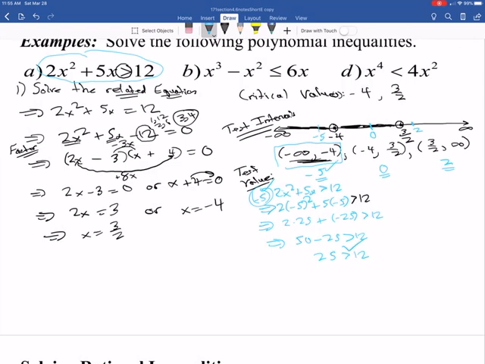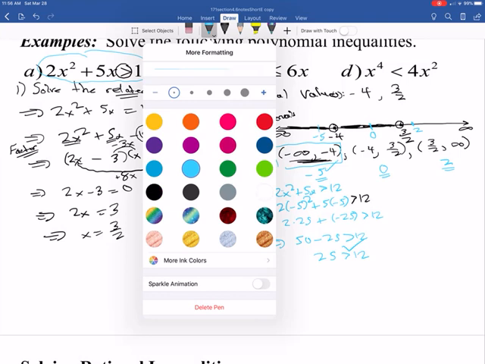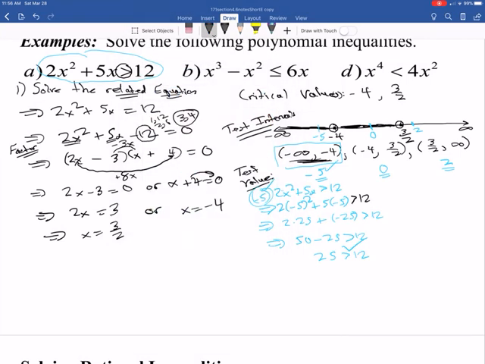Now, what happens for the numbers greater than -4 and less than 3/2? Let's test that interval. Our test value is 0. So it's 2 times 0 squared plus 5 times 0. Is that greater than 12? It simplifies quickly. 2 times 0 squared is 0, and 5 times 0 is 0. 0 is not greater than 12. 0 is less than 12. It didn't work, so every number in that interval does not work.